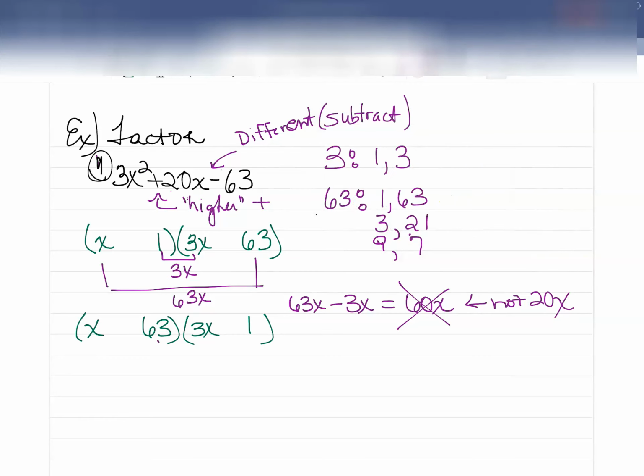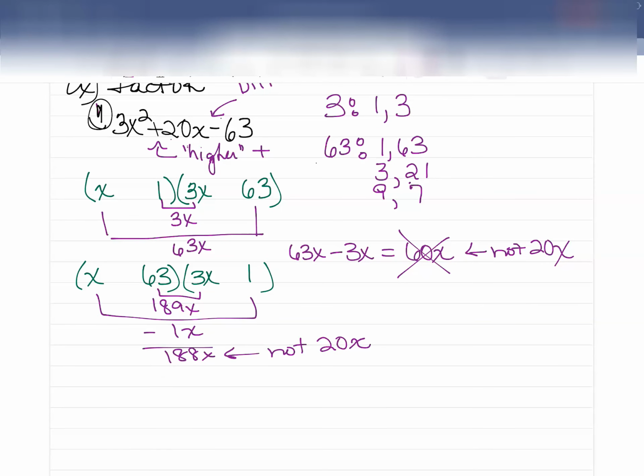Now I check those same 2 things again. 63 times 3 is 189. And x times 1 is a 1x. If I subtract that, I'm going to get a 188. So now that you've checked this 1 and 63 both ways, you know it's no good. So that 1 and 63 is not going to work with that. The 1 times 63 is not going to work with the 1 times 3.